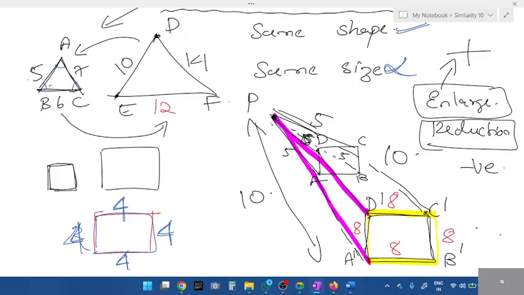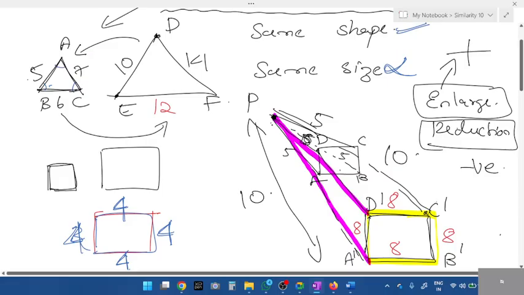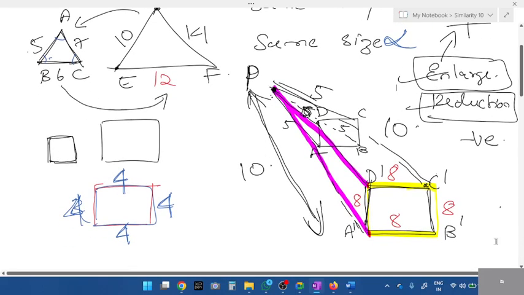Is this clear? All of you understood? Distance. See, P is nothing but some distance. Imagine you're standing at point P. P to B is 5 centimeters. P to B dash will be 10 centimeters. So the distance from P to this yellow square, everything is double, students. Therefore, the value is also double. This is the concept of enlargement. We have enlarged the square. Reduction is just half of it.